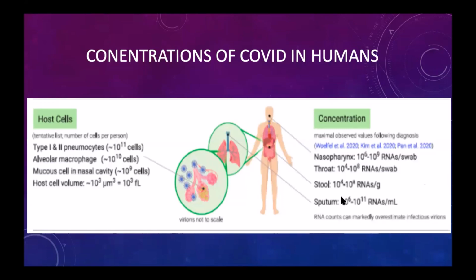And if again, you look in the stool, because we do know it is emitted in the GI tract, it's 10 to the 8. In the throat, 10 to the 8. In the nasopharynx, 10 to the 9. So does this make sense?